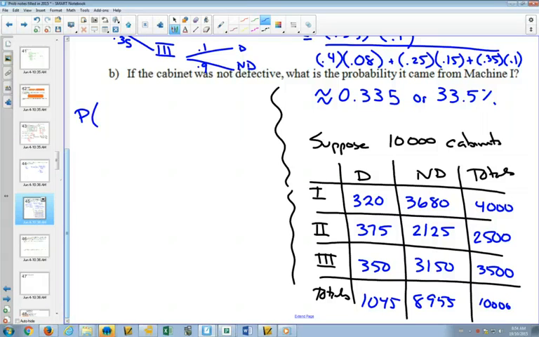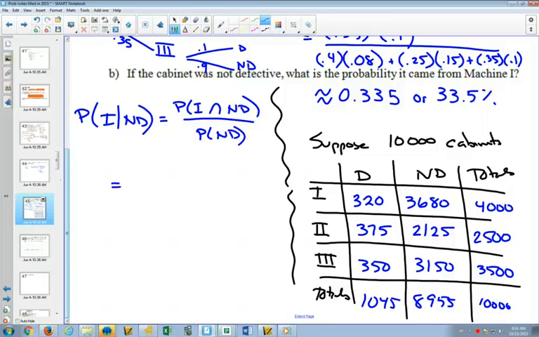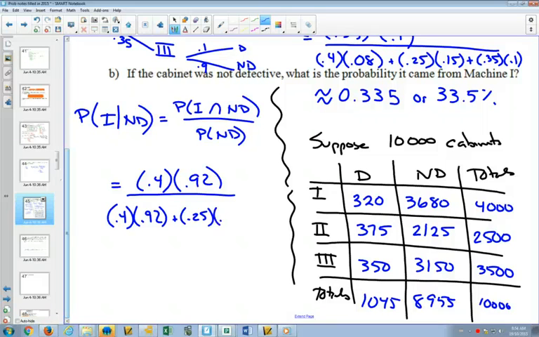You want to find the probability of machine 1 given not defective. So we're going to have machine 1 and not defective, divided by the probability of it not being defective. Machine 1, 40%, not defective there is 92%. And the probability of not defective for machine 1 plus machine 2 plus machine 3. Type that into our calculator.